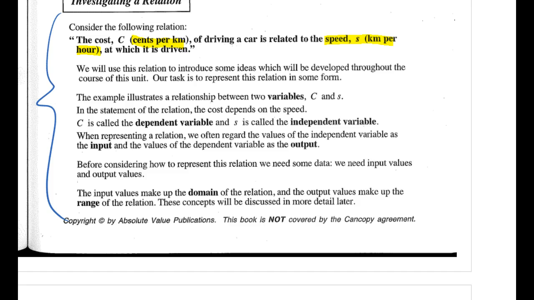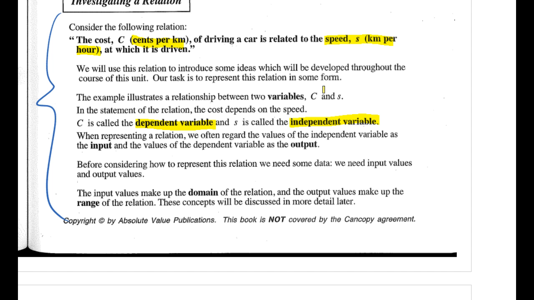Okay, so the first concept that we get into is the idea of dependent variable versus independent variable. In this case, the cost of driving the car is the dependent variable, and the speed is the independent variable. And you might ask, why is this the case? Well, the cost depends upon the speed that you drive the car, and hence the cost is the dependent variable. The price does not influence the speed. It's the other way around. The speed influences the price. That's kind of how you want to think about dependent and independent variables.